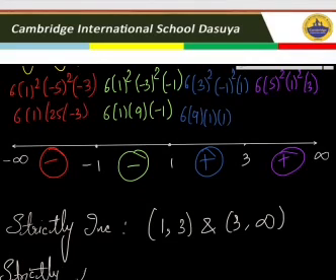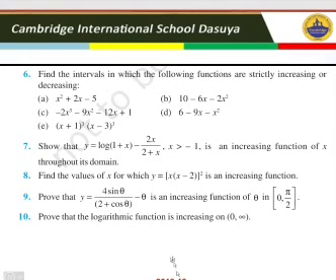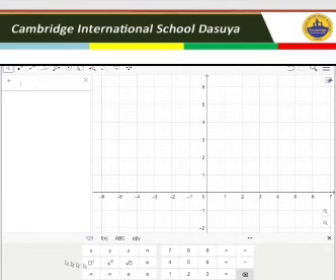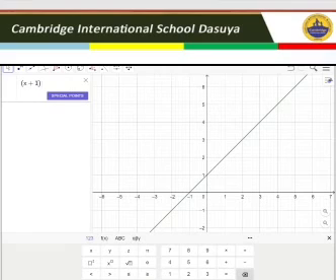Strictly decreasing in minus infinity to minus 1 and minus 1 to 1. Fine. So here the function is decreasing from minus infinity to 1. Clear? Now let's see the question. Let's see the graph. So I choose the function graphically in the software.